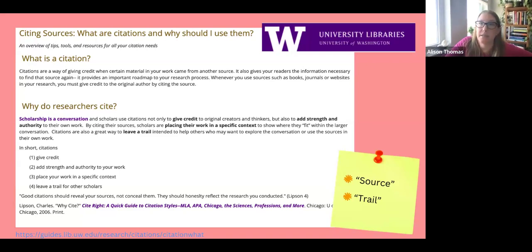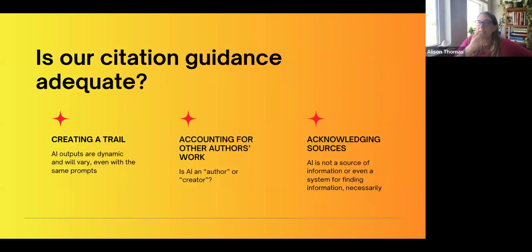So that's complicated when it comes to citation. If we think about being able to recreate someone's search and locate their sources, I think that leads us to ways our citation strategies, especially in how we teach them, are not quite adequate. I think this means we have to talk to students about these things. I don't think students really realize that outputs are dynamic, that they will vary even with the same prompts. I don't think students have thought a lot about what AI really is when we ask these questions about what research is and what citation is.